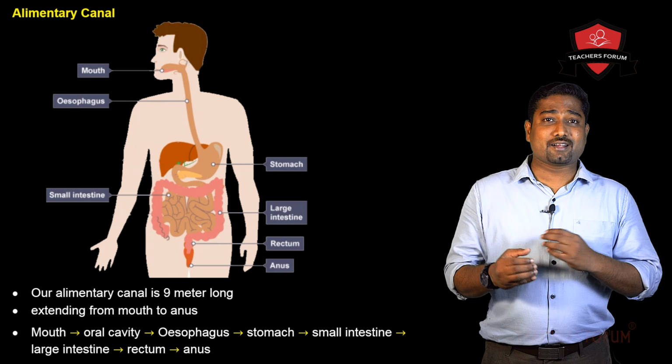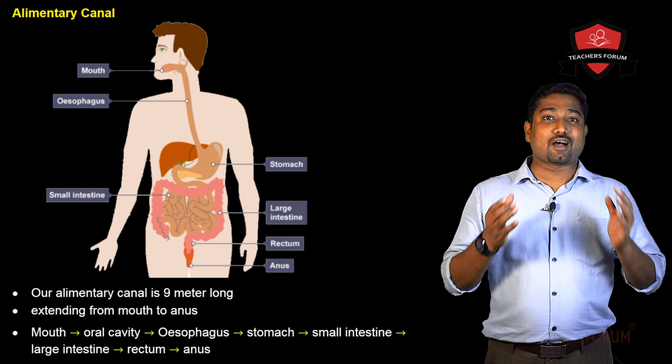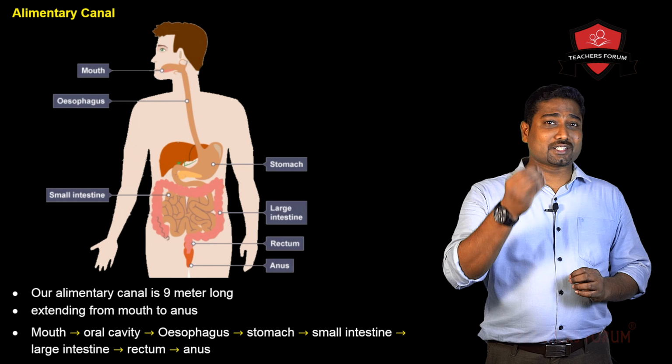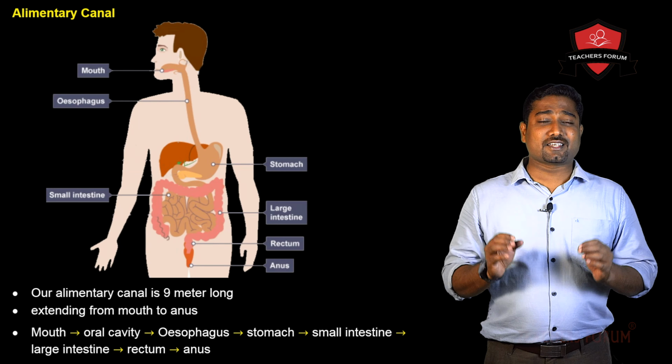The small intestine is 6 meters long. It's the height of a 2-storied building. The small intestine is later connected to the large intestine. The point to be noted is that the large intestine is just 1.5 meters long.